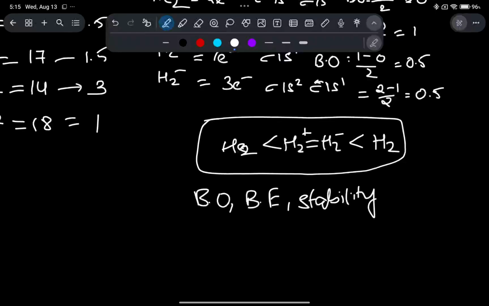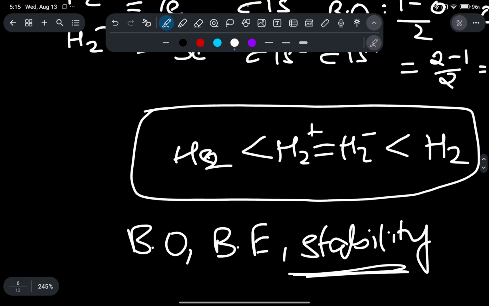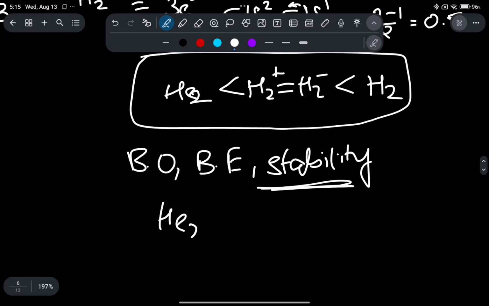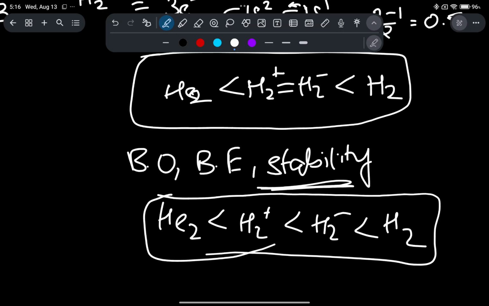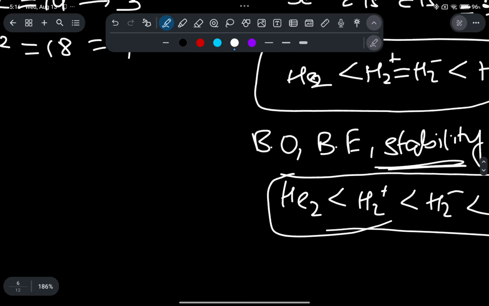But when comparing stability, we consider the electronegativity also. Loss of electron is taken as less bond energy and gain of electron is taken differently because it already has extra electrons. Means for stability, H2 greater than H2 plus greater than H2 minus greater than He2. But bond energy and bond order is the same for both of them.